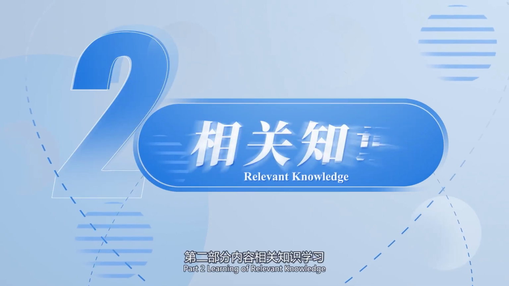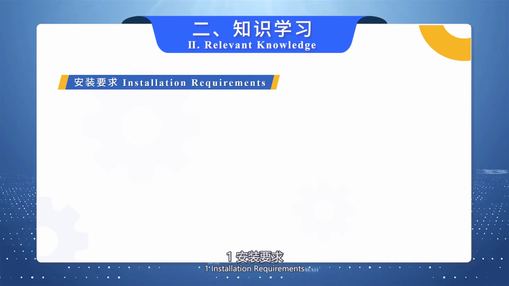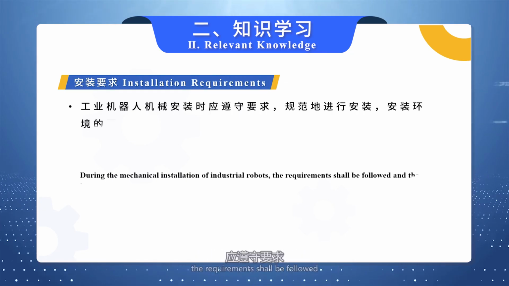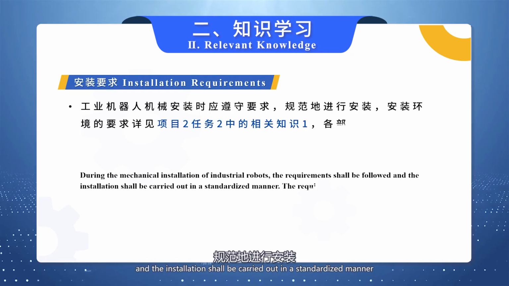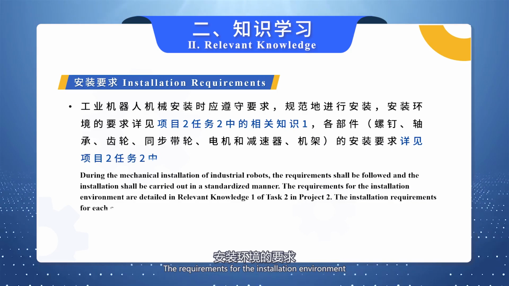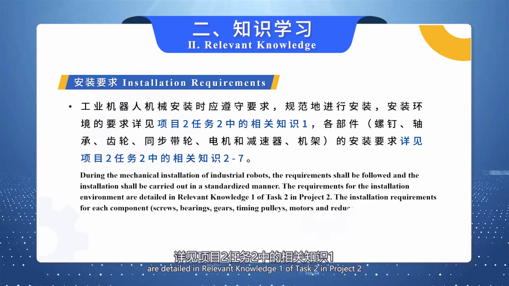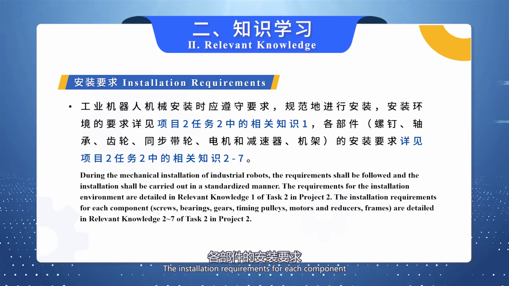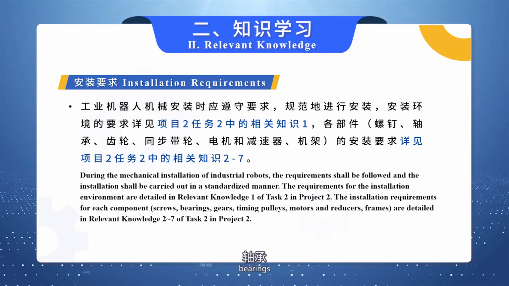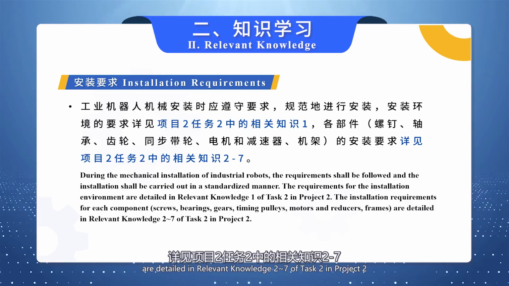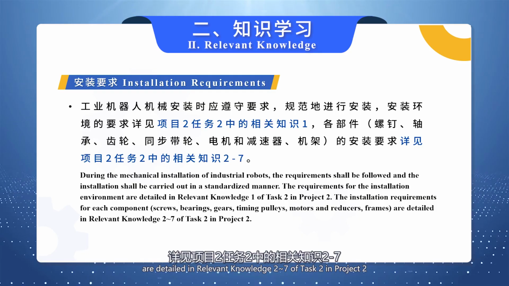Part 2. Learning of relevant knowledge. First, installation requirements. During the mechanical installation of industrial robots, the requirements shall be followed, and the installation shall be carried out in a standardized manner. The requirements for the installation environment are detailed in relevant knowledge, one of Task 2 in Project 2. The installation requirements for each component, screws, bearings, gears, timing pulleys, motors, reducers, and frames, are detailed in relevant knowledge, 2 to 11 of Task 2 in Project 2.